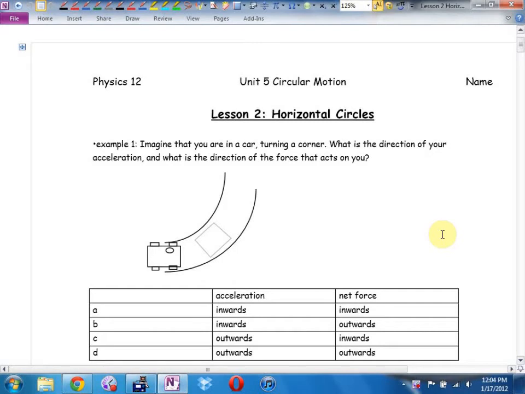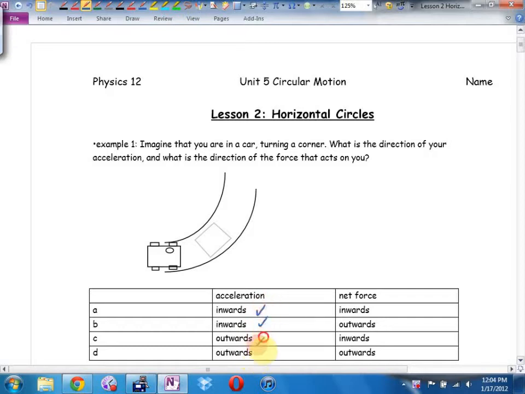Imagine that you're in a car turning a corner. What is the direction of your acceleration, and what is the direction of the force that acts on you? Well, if you're turning a corner, first of all, what shape are you tracing out? Circle. We'll go simplest case. So if you're moving in a circle, what direction is the acceleration? Inwards or outwards?